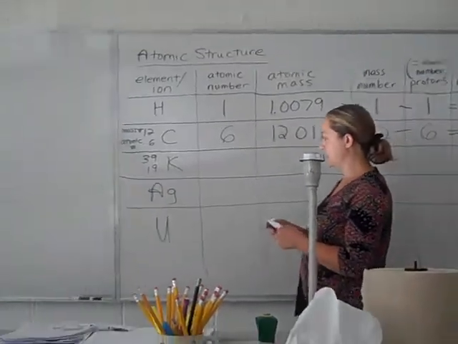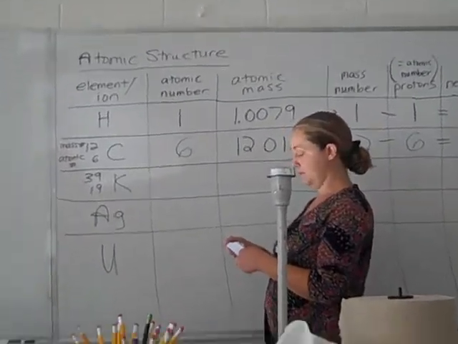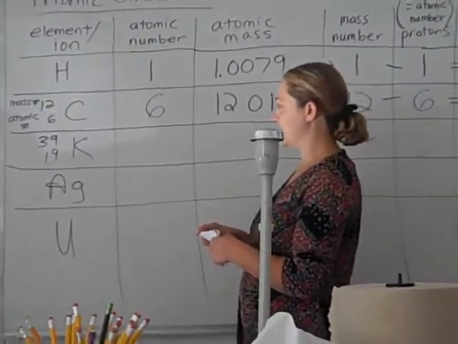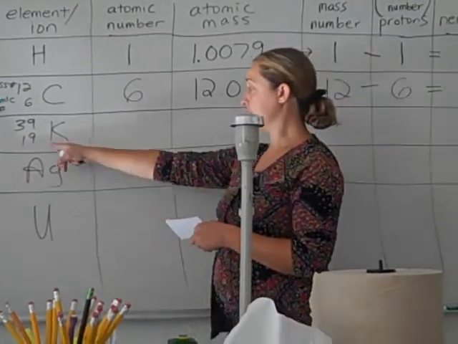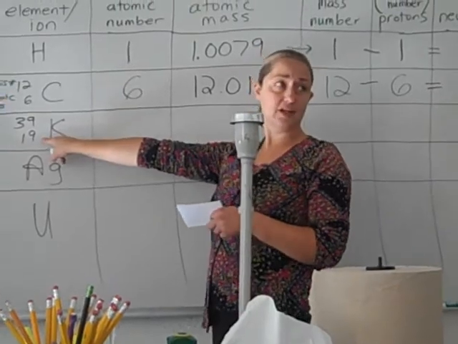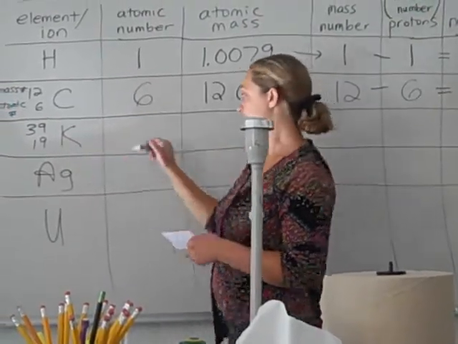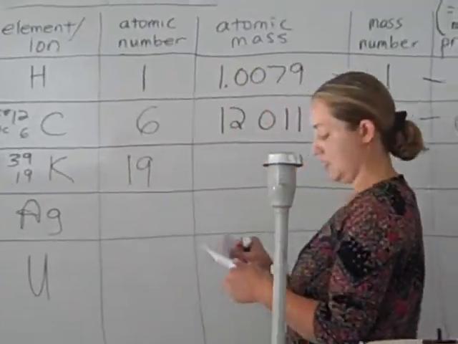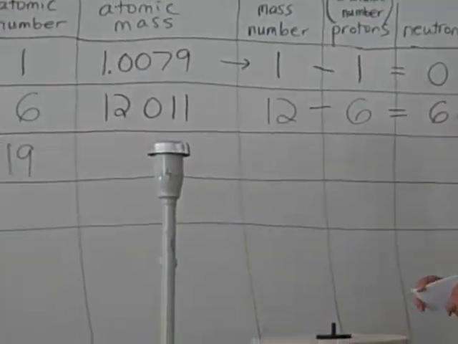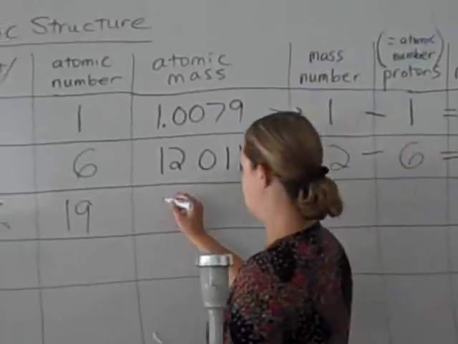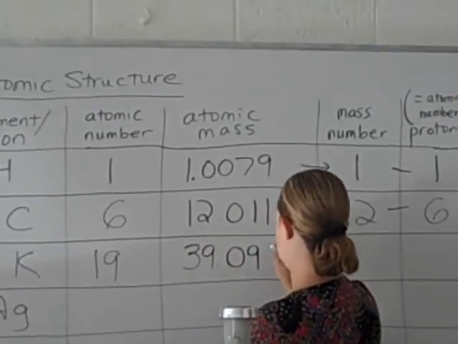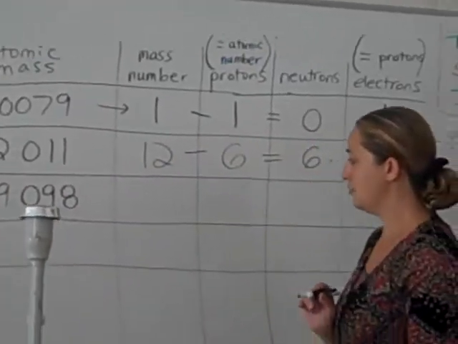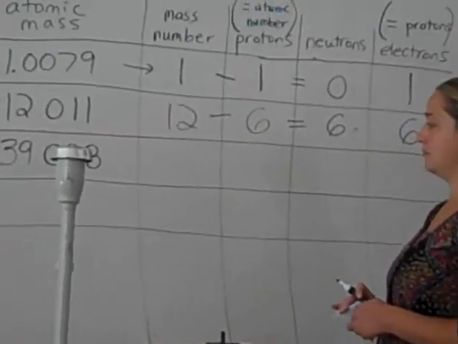Okay, one more example we'll have time for. Jenny, how about the atomic number of potassium? Which it actually gives you here if you can't find it quickly enough on the table. 19. Yep. Who has the atomic mass? Go ahead. 39.098.